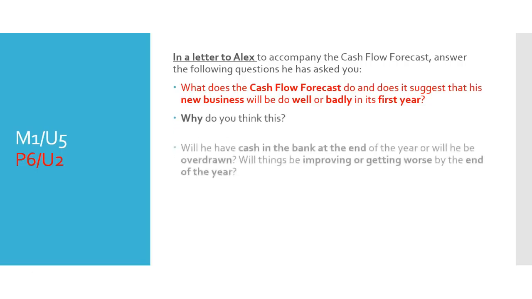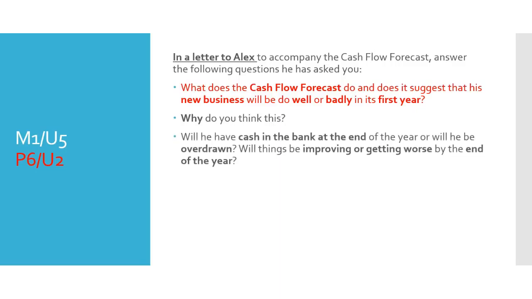Why do you think this? Will he have cash in the bank at the end of the year? Or will he have been overdrawn? Will things be improving or getting worse by the end of the year? Now, this is to do with your analysis of his financial state. So you need to look at that cash flow that you've produced, look at the areas that he's doing well in, but more importantly, look at the 3 or 4 areas that he's doing poorly in. Identify them, write about them, say what his issues are.